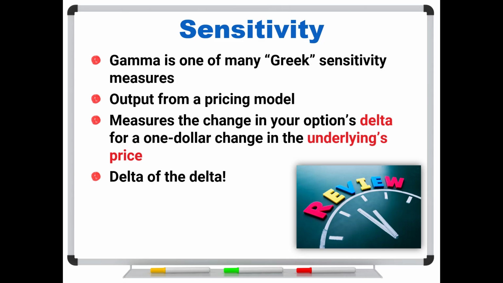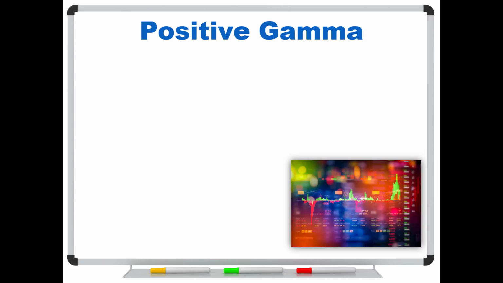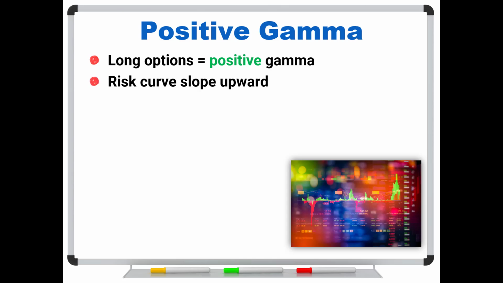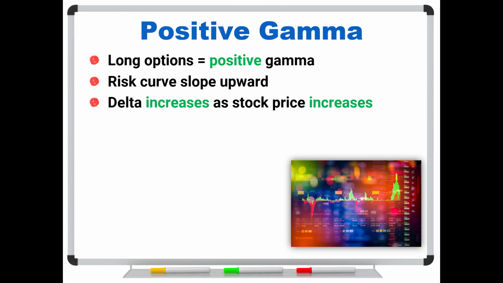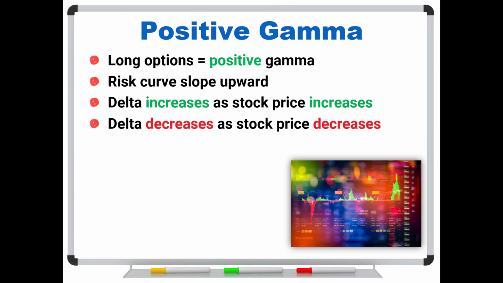So there are some other terms you're going to need to understand. Positive gamma: understand that long options that you buy have positive gamma. And that means that your risk curve, your current curve, will slope upward. What that's telling you is that delta increases as the stock price increases. If it's confusing, we'll look at some examples in just a moment. It also means that delta decreases as the stock price decreases.